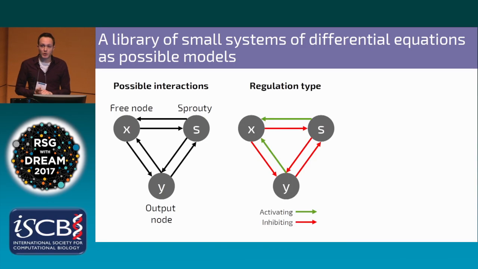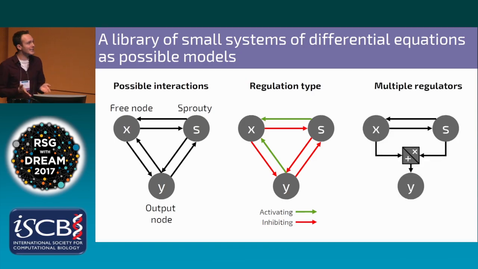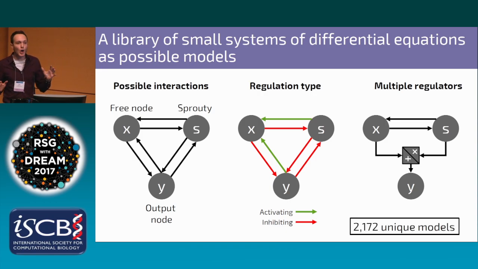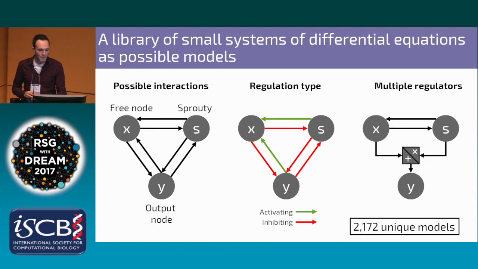The interactions between these nodes are signed, so they can either be activating or inhibiting. And if a node has 2 coincident edges, so for example, both X and S are regulating Y, then we also look at the combinations of them interacting as either additive or multiplicative edges. So overall, we have a little over 2,000 unique dynamical models in our library that we're then going to match.